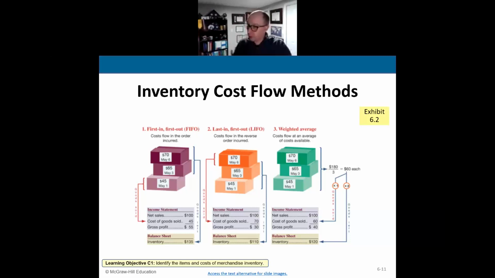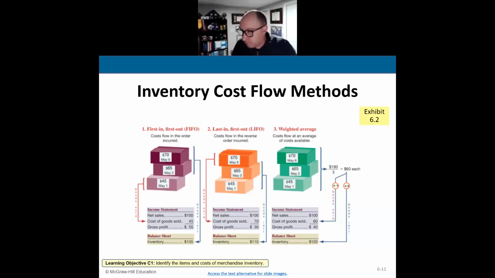I sold a pair of shoes. The cost of the pair of shoes using weighted average is 60. So my sale price, $100, minus cost of goods sold 60 gives me gross profit of 40. That means my remaining inventory balance on my balance sheet is 120. How 120? 60 times 2. You see how we got there, right?